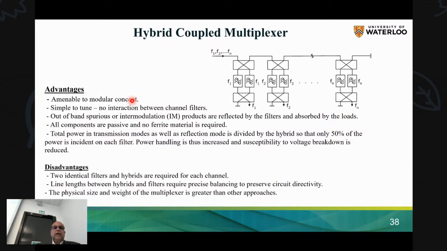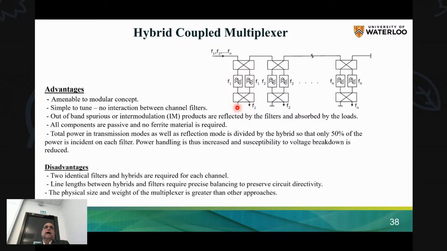There is a third type of multiplexer, the hybrid coupled multiplexer. The hybrid coupled multiplexer is very interesting as well because it's amenable to expansion. Basically you have several wideband signals, and you have a hybrid here, a hybrid there, and two filters for each channel. If you go to the analysis of the hybrid, the signal is divided into two, they go through the two channels, and they combine at the output here, and nothing goes in here.